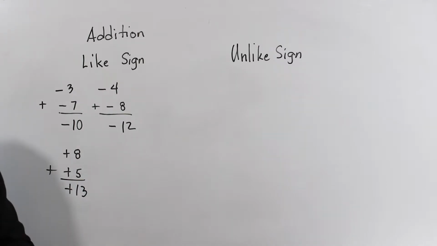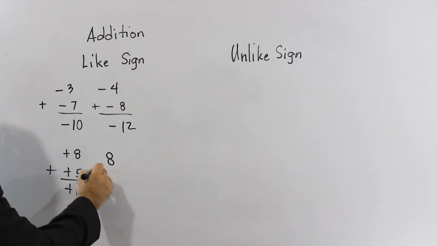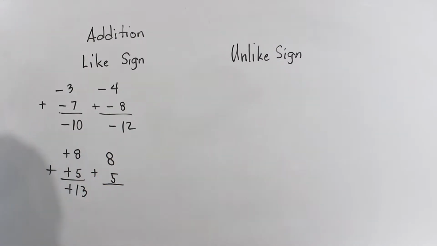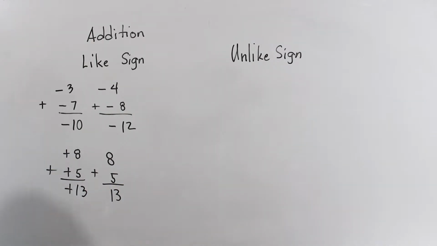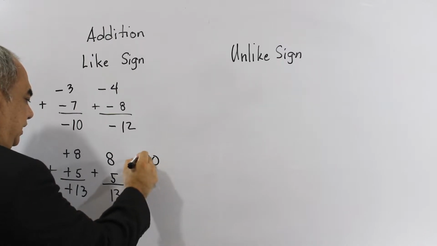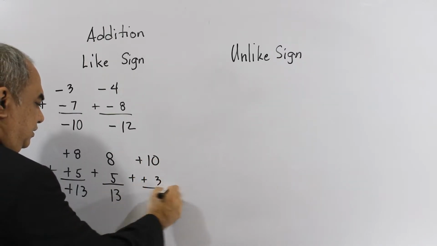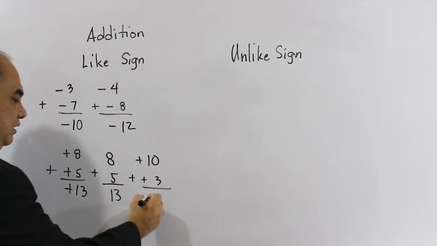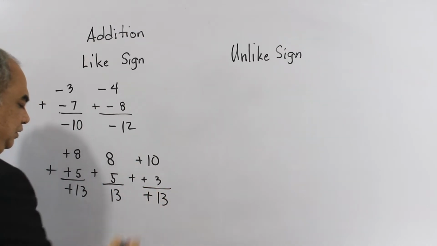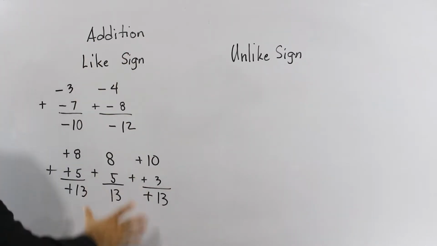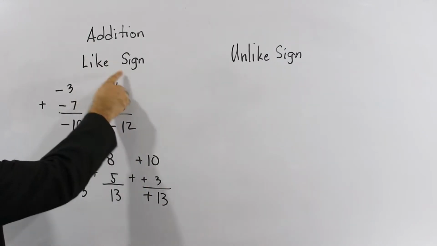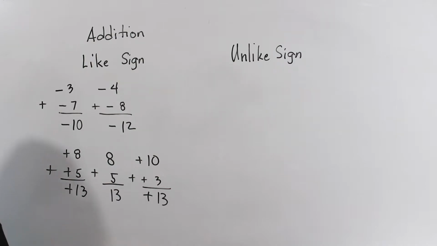Now, if the numbers are positive, we can also write this as plain 8 plus plain 5. Notice that when a number is positive, you may or may not write the positive sign. So the answer here is 13. Another one is positive 10 plus positive 3. Since they have the same sign, this will give us 13, and we put the positive 13, or simply 13. So this is the first computation wherein we can see that there are like signs on both addends.